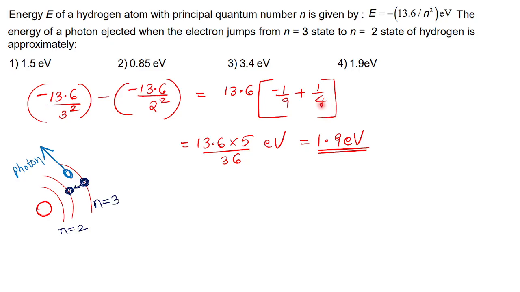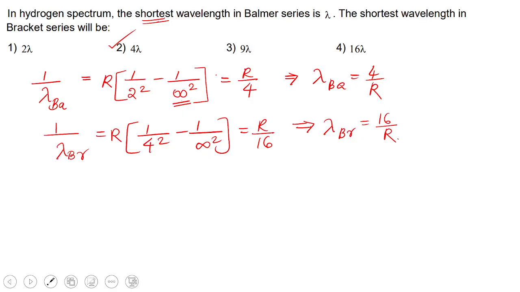So 13.6 into this calculation. You know how to do it by cross multiplication: 9 minus 4 will be 5, so 5 by 36. I don't want to explain the multiplication and division; you can check after the class. Multiply and divide by 36, and you will get the answer in terms of electron volt. So you will get the answer as 1.9 electron volt.